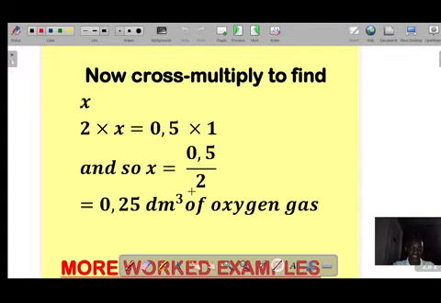After cross multiplying, we got this equation here. We got 2 times X equals 0.5 times 1, and then we divide by what? Divide by 2 to give us 0.25 decimeters cubed. I hope we are together.